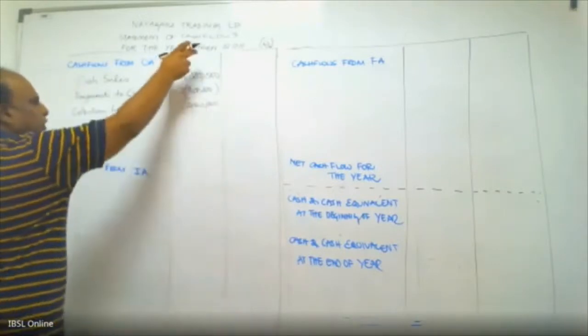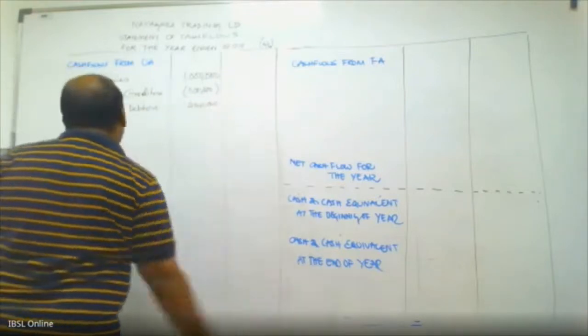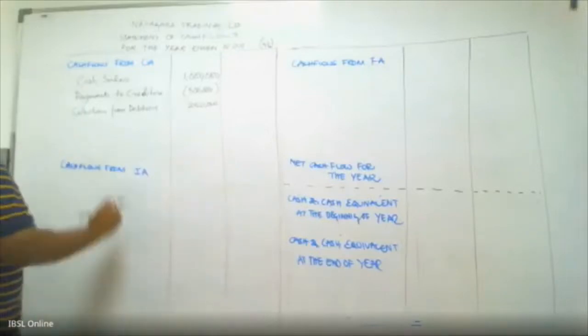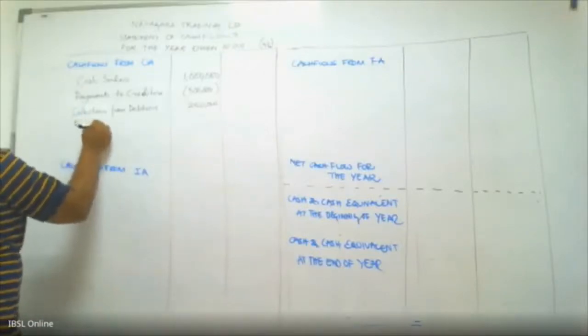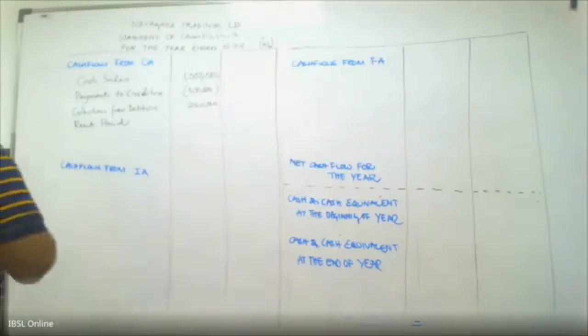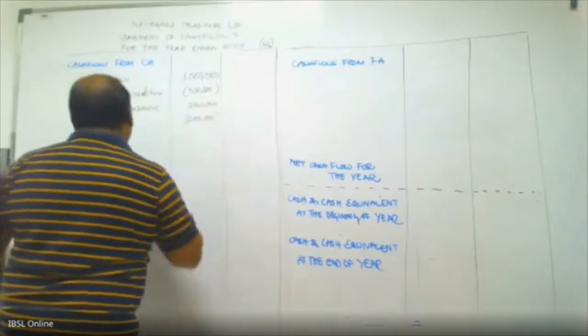So take a note of what I am doing. I am writing it in the first column, and I'll take the total into the second column. Then rent paid. What do you think? Operating activities, because in order to run this business, I need to pay rent. So rent paid is a cash outflow, 200,000.